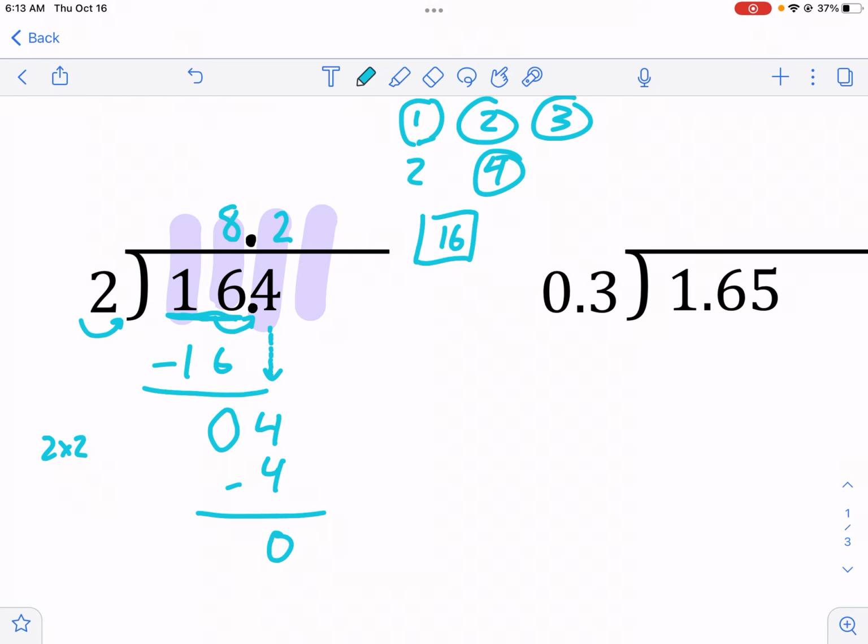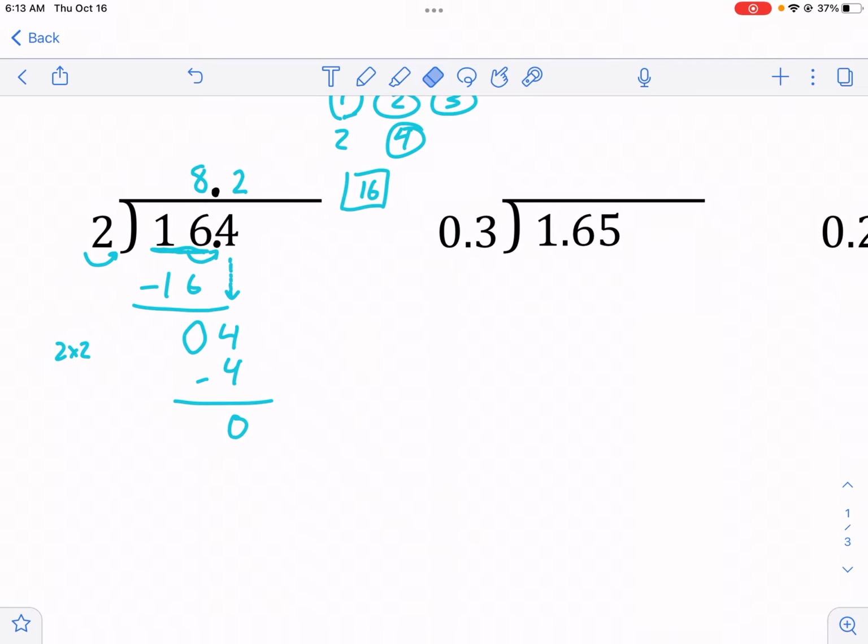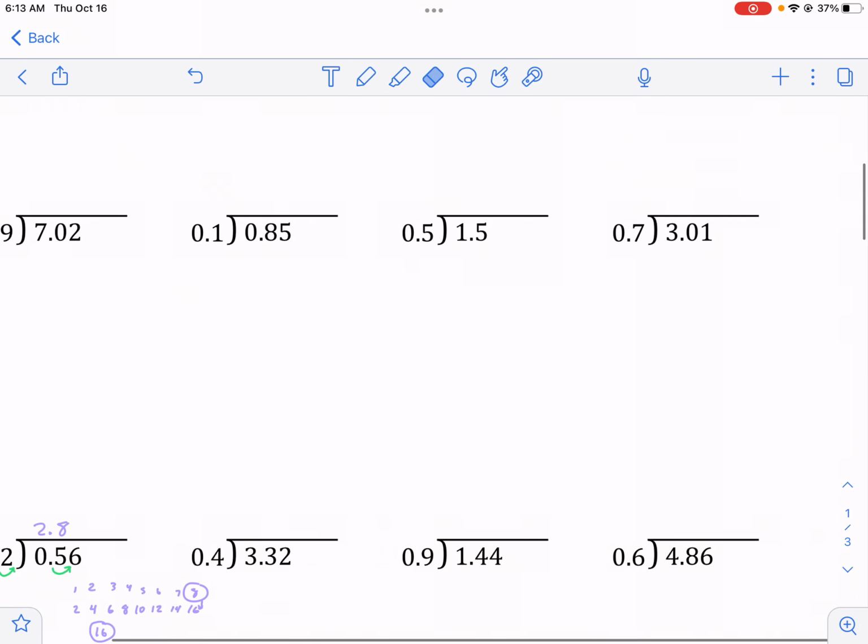So 4 minus 4 is 0. We have no more remainder, so we are done. We stayed in our lanes. We didn't have any tens places. We had the ones place, which was 8, and the tenths place, but we didn't use the hundredths, so 8.2 is our answer. I'm going to do one more for you guys.